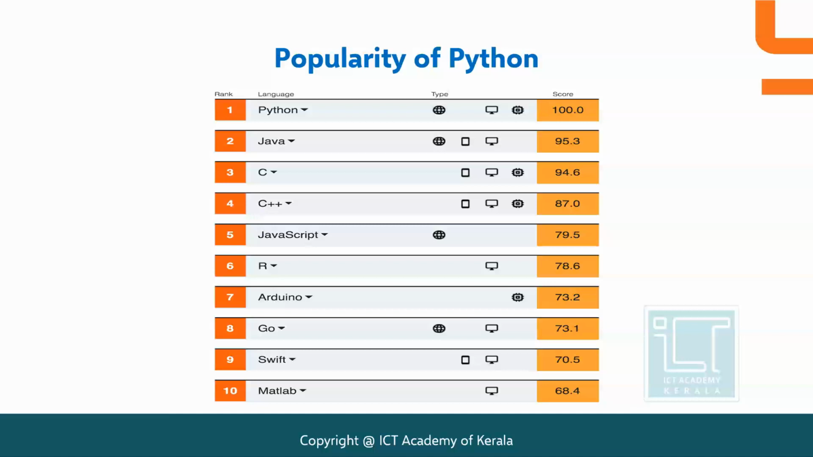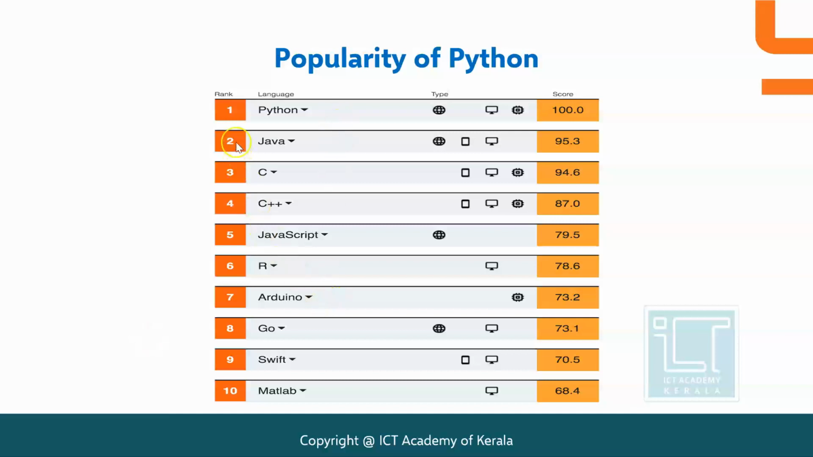Next is Java. C comes in the third position, C++ in fourth position, JavaScript in fifth position, R in sixth, Arduino in 7th position, Go language in 8th position, Swift in 9th position, and MATLAB in 10th position.